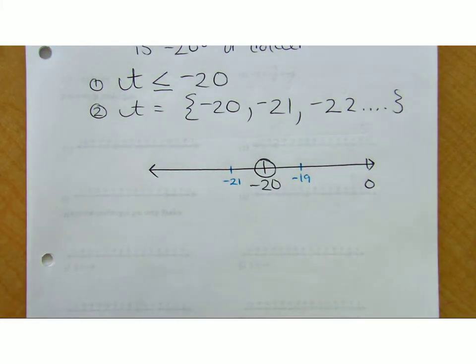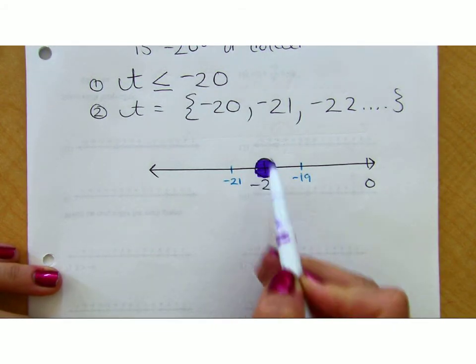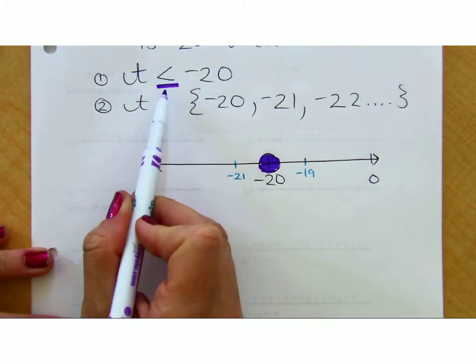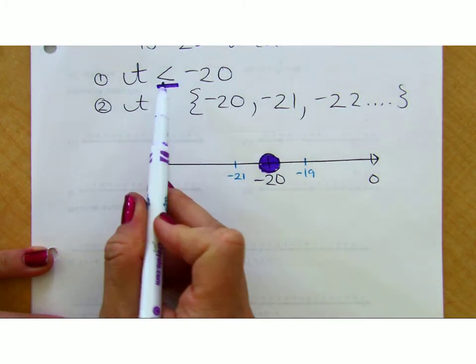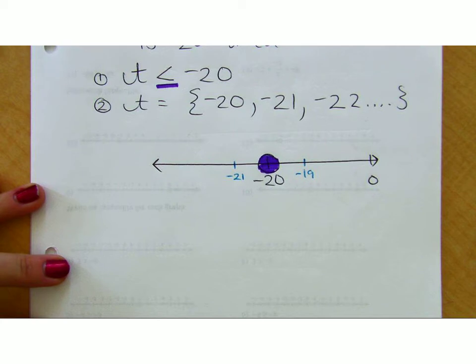Yup. So I'm going to do what with the circle? Color it in. You know why? Because of that right there. Purple and purple. If there's a solid line here, make it a solid circle. And where are the temperatures colder than 20 below? To the left. All right.